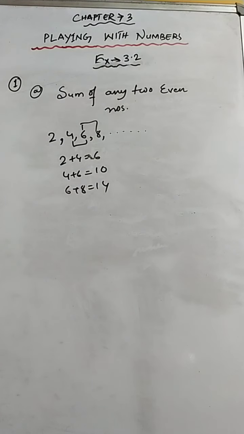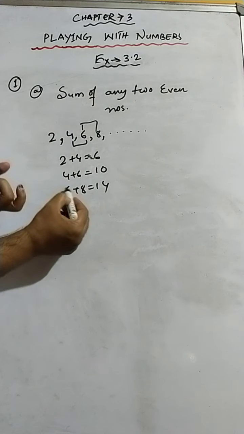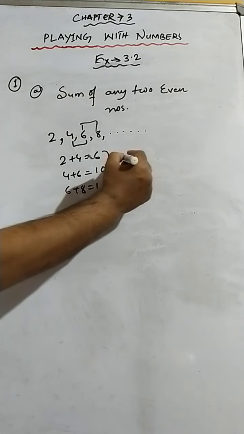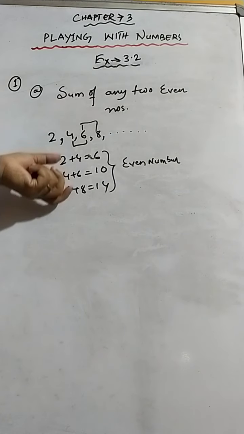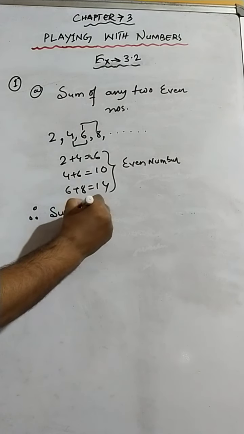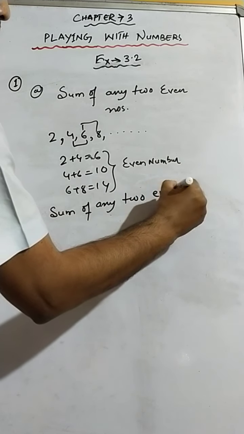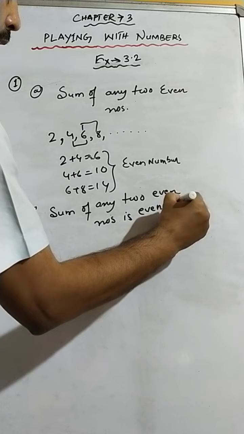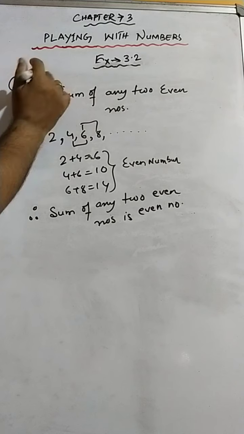So what is the observation, students? When we are adding two even numbers, what is the answer we are getting? Odd number or even number? Absolutely, it is an even number. So according to all the examples that we have done, we can say that therefore the sum of any two even numbers is an even number only. Okay, so this is the conclusion that we can make for sum number B, students.